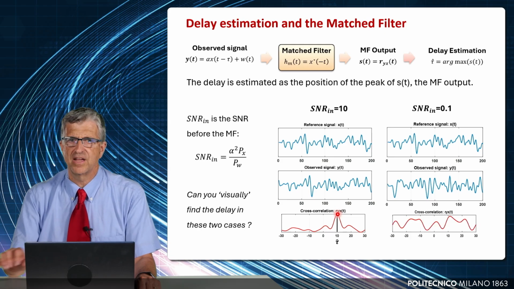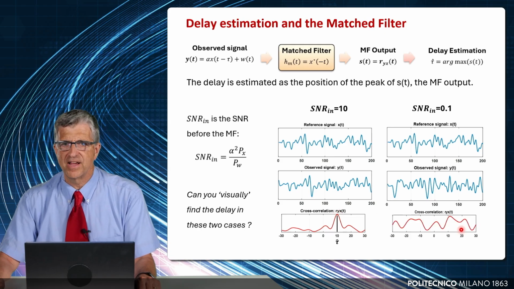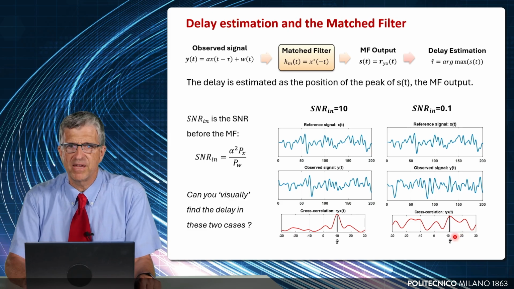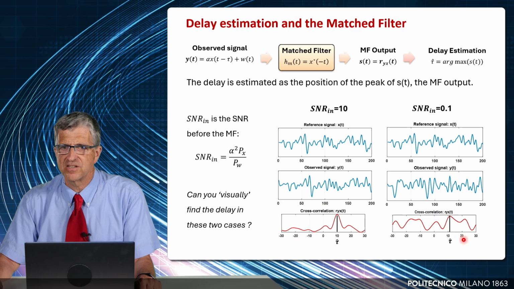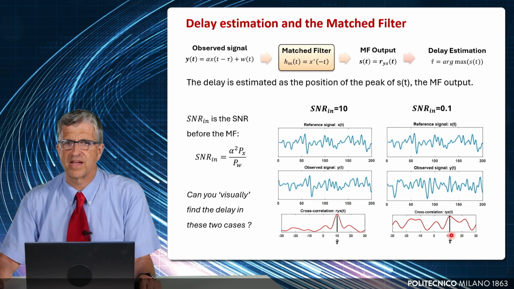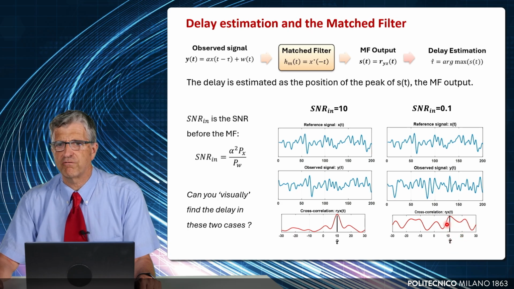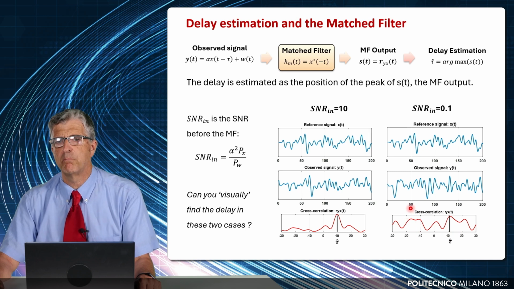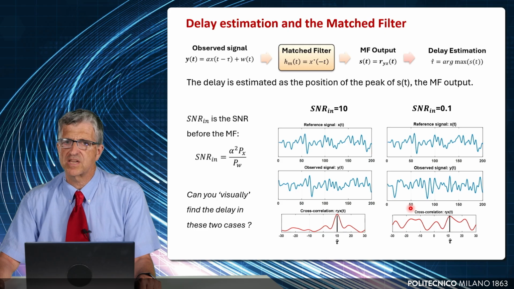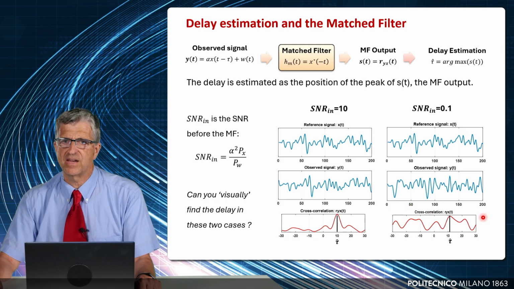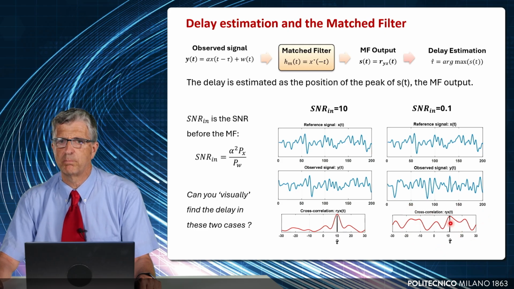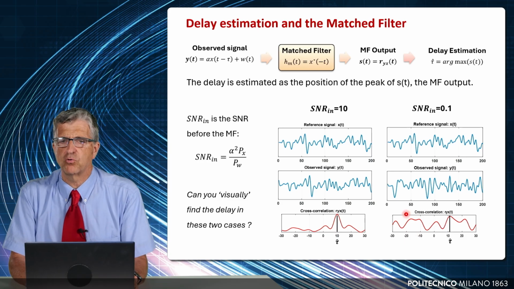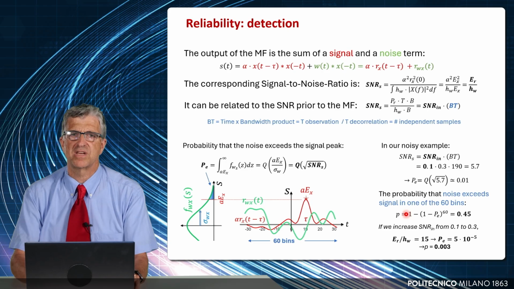In the second case, when I compute the cross-correlation, I see something strange happening. There is still a peak of the cross-correlation that is not really at 10, but very close to 10. But there is also another spurious peak that, in some cases, can become the higher peak. This case, in which the strongest peak in the cross-correlation is due not to the signal but to the noise, is a fact that we have to assess about the reliability of the estimate.